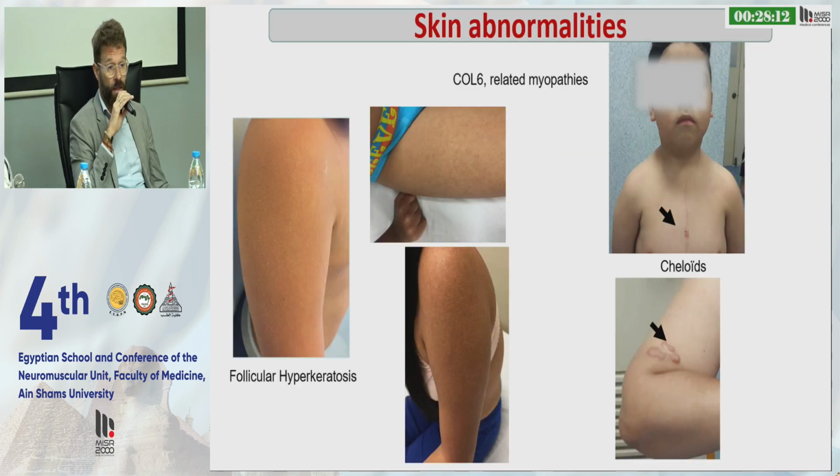The skin, another thing that is very important. In congenital muscular dystrophy linked to collagen 6, you have skin abnormalities with this alteration that we call follicular hyperkeratosis. Sometimes it's less prominent.